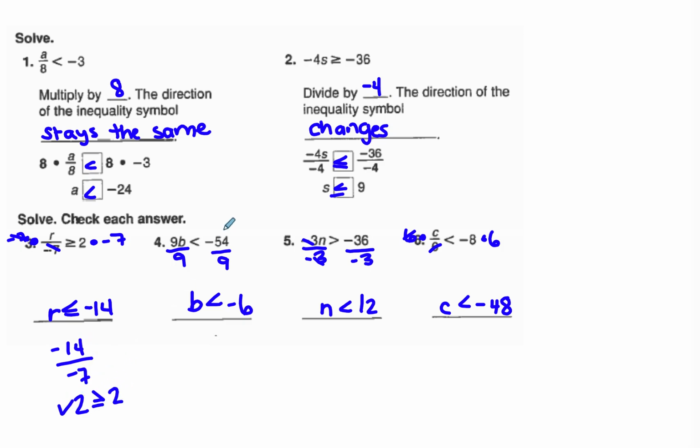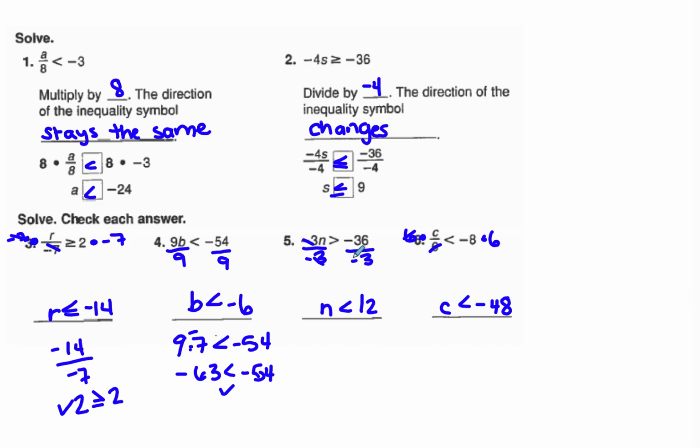Yep, that's true. All right, here I need B is less than negative 6. I'll pick negative 7. 9 times negative 7 is less than negative 54. That should be a negative 7. I didn't do a very good job of writing it. That would be negative 63 is less than negative 54. Yep, that one's good.